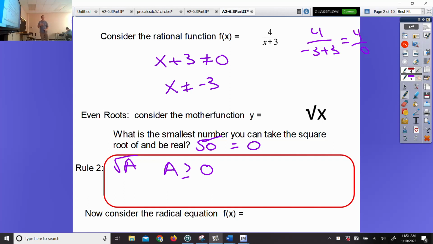There's another extension of this rule. You make a fraction where the radical is in the denominator.